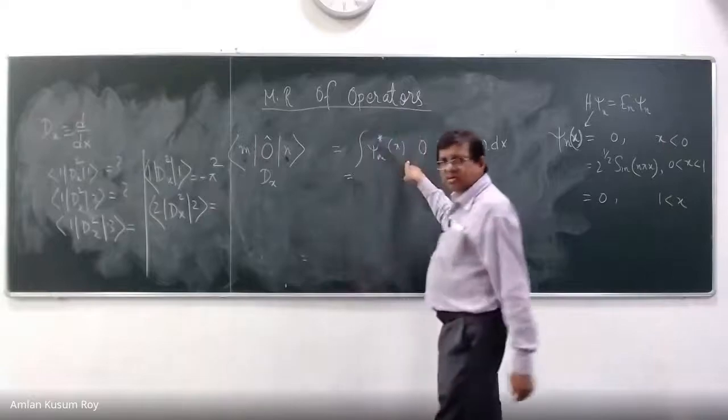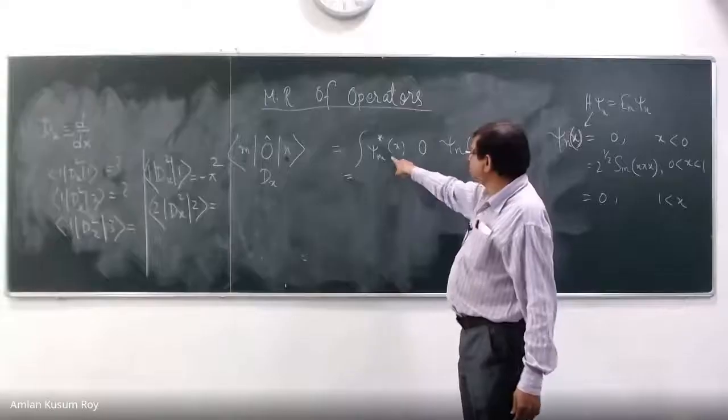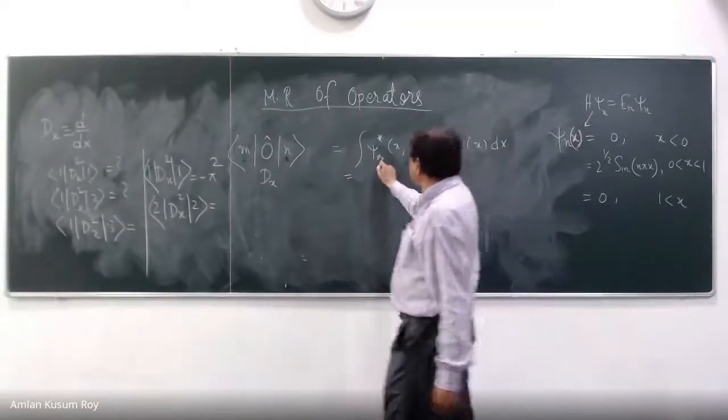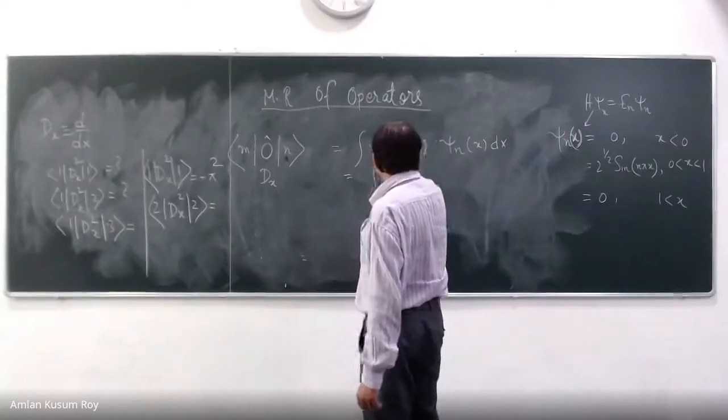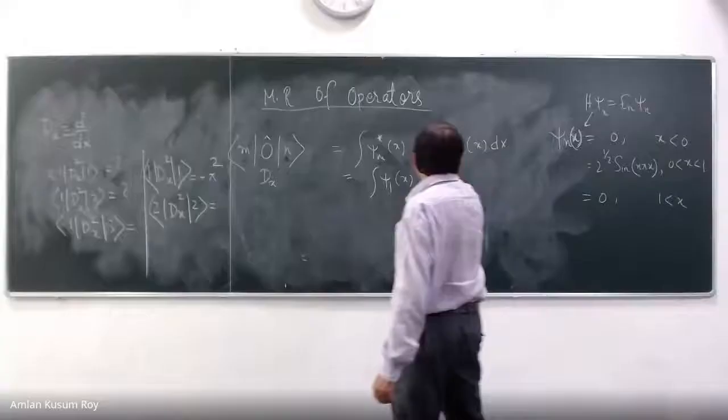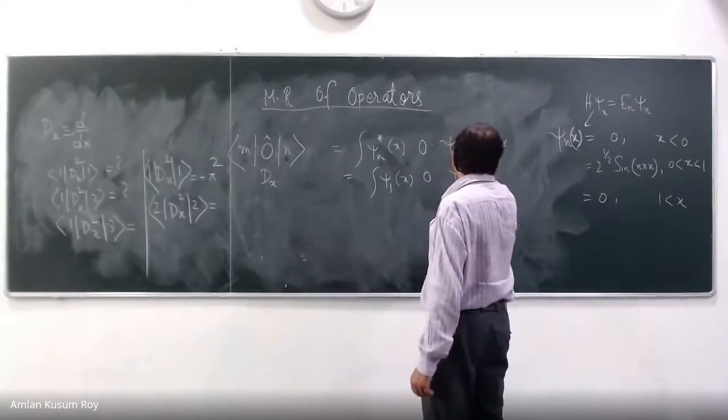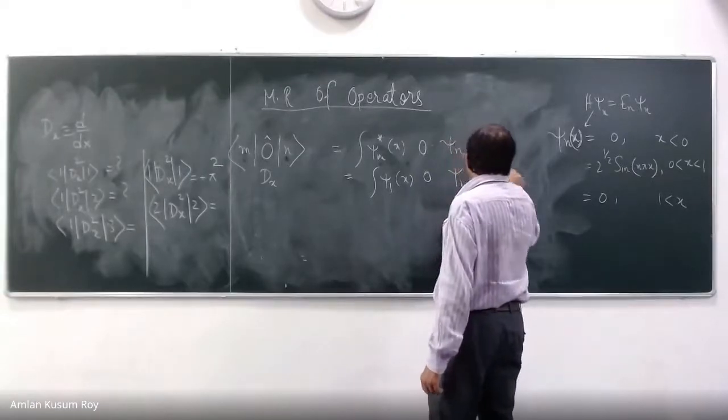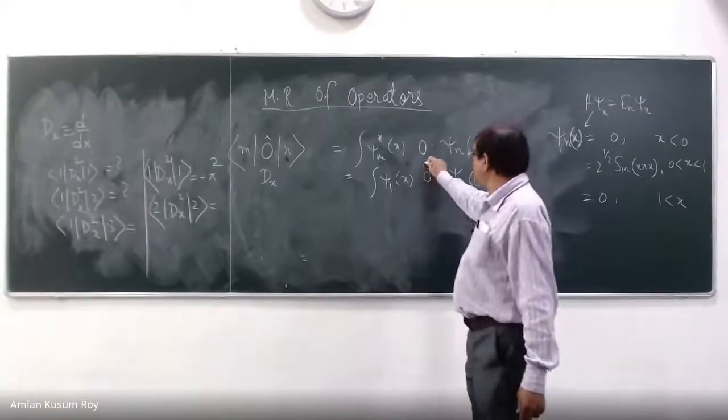So the integral of psi m star times the double differentiation of psi n, right? This is what it is. Psi m is now your psi 1, right? Yes, sir. So psi 1 star, O psi 1, dx. That's what it is.